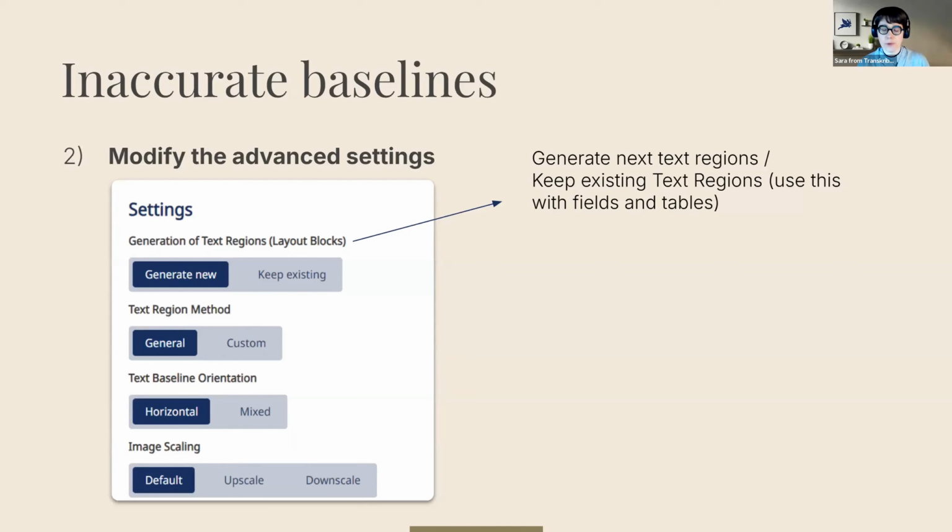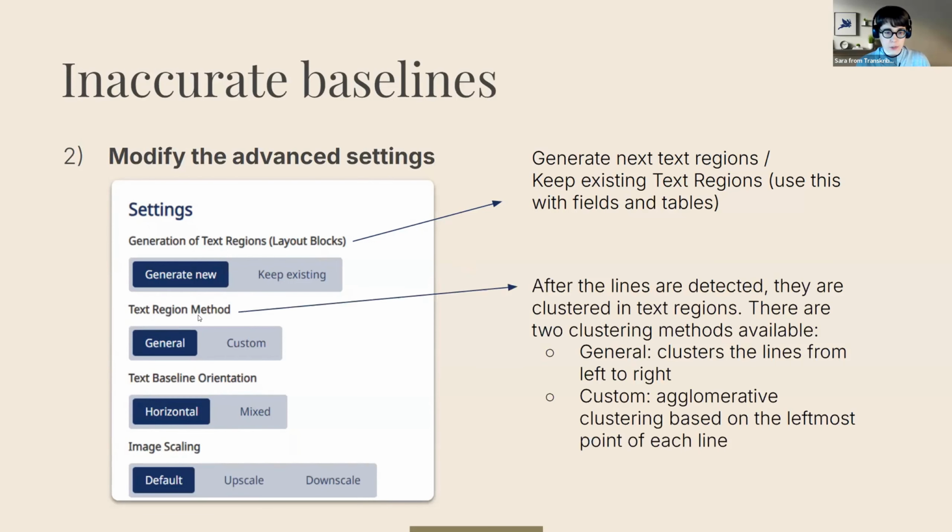So if you have already used a field or a table model to recognize fields and tables, you need to select this option, keep existing text regions. Otherwise, if you don't do it, Transkribus, the new layout recognition, will overwrite your existing text regions. Or you can also choose this option if you have manually drawn the text regions.